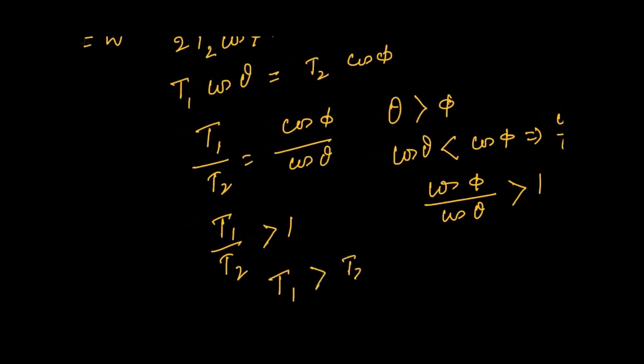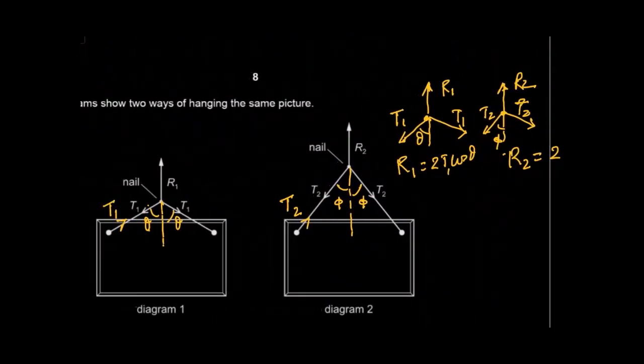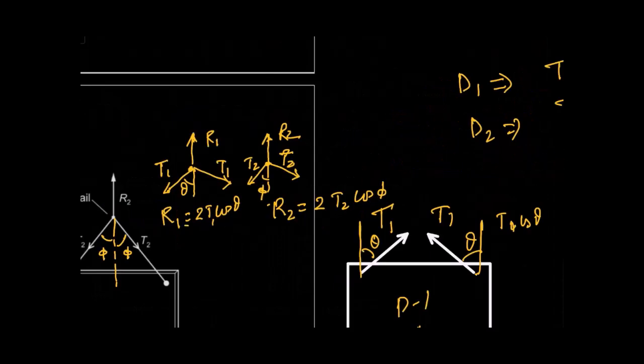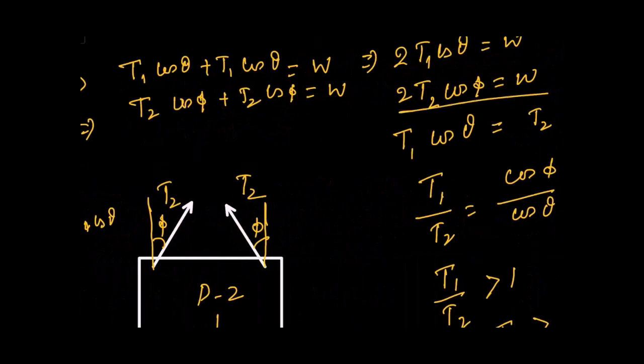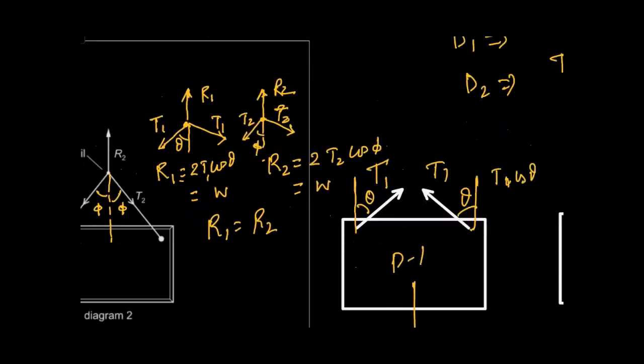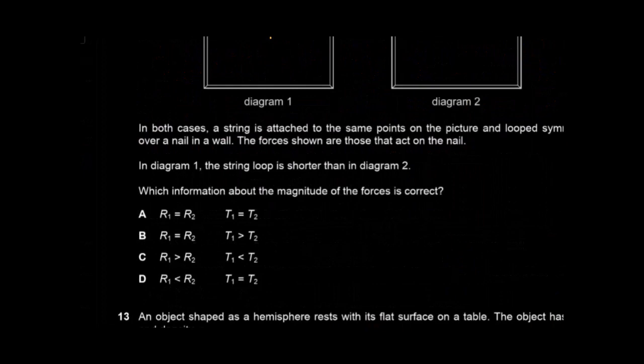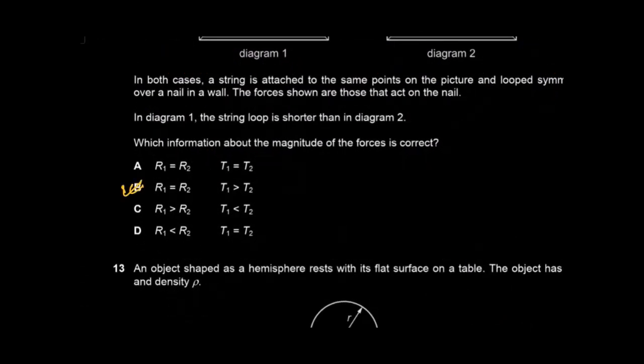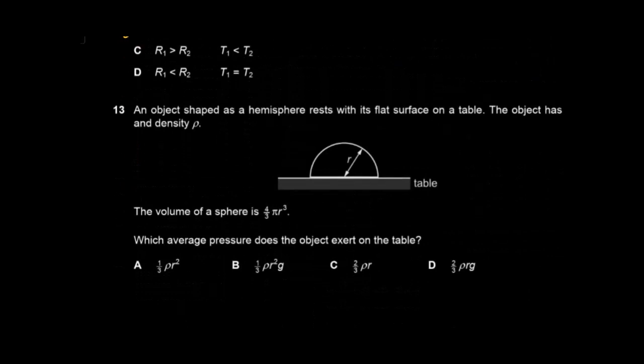So T1 will be greater than T2. And if you see, R1 is equal to 2T1 cos theta and R2 is equal to 2T2 cos phi. But 2T1 cos theta is W and 2T2 cos phi is also W, as shown here. Both are equal to W, the weight of the diagram. So R1 and R2 both are equal. So R1 is equal to R2. So out of these three, I think option B is correct. R1 is equal to R2 and T1 is greater than T2.